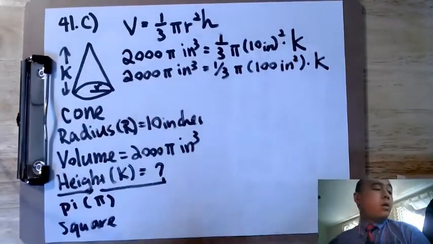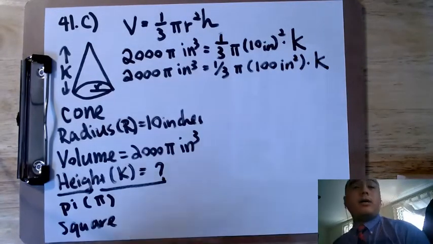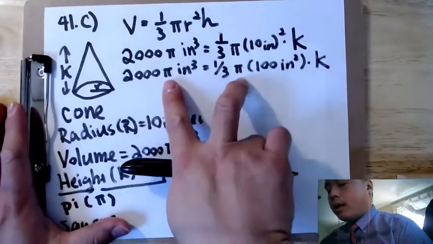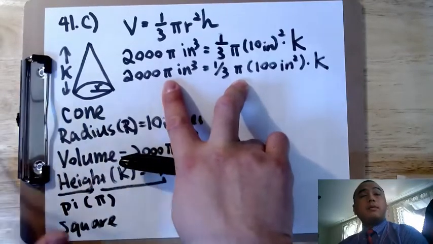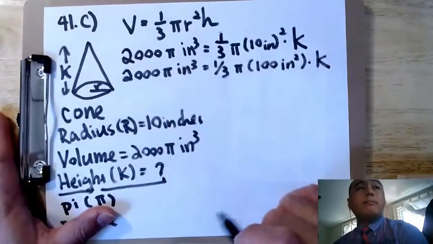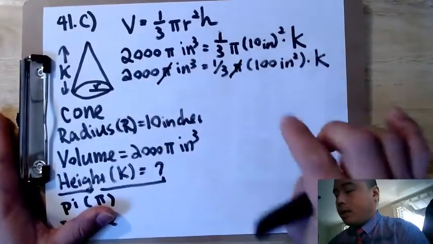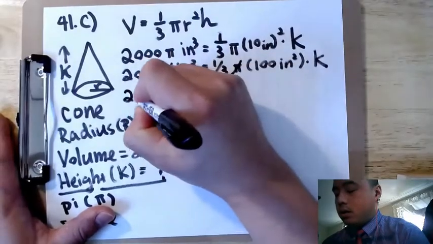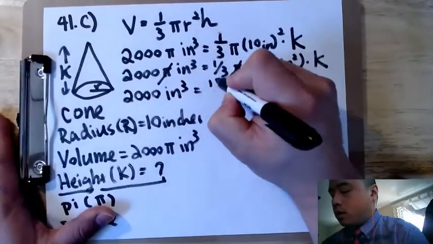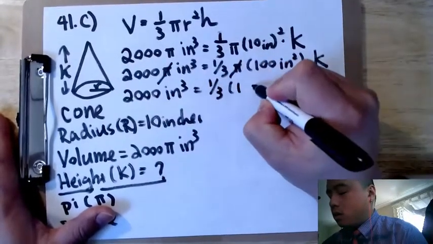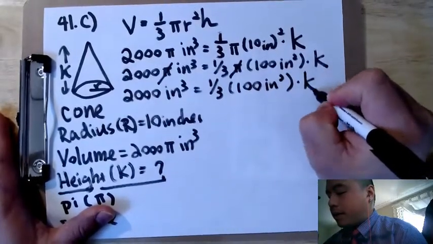In algebra, if you see something on the left hand side and the right hand side, you can cancel it out. So this is why, instead of the pi being mixed into the numbers, when you leave it out, when I see the 2 pi's on both sides, I can just cross it out. So let's cross out the pi, and I have 2,000 cubic inches equal to 1/3, 100 square inch, multiplied by k.